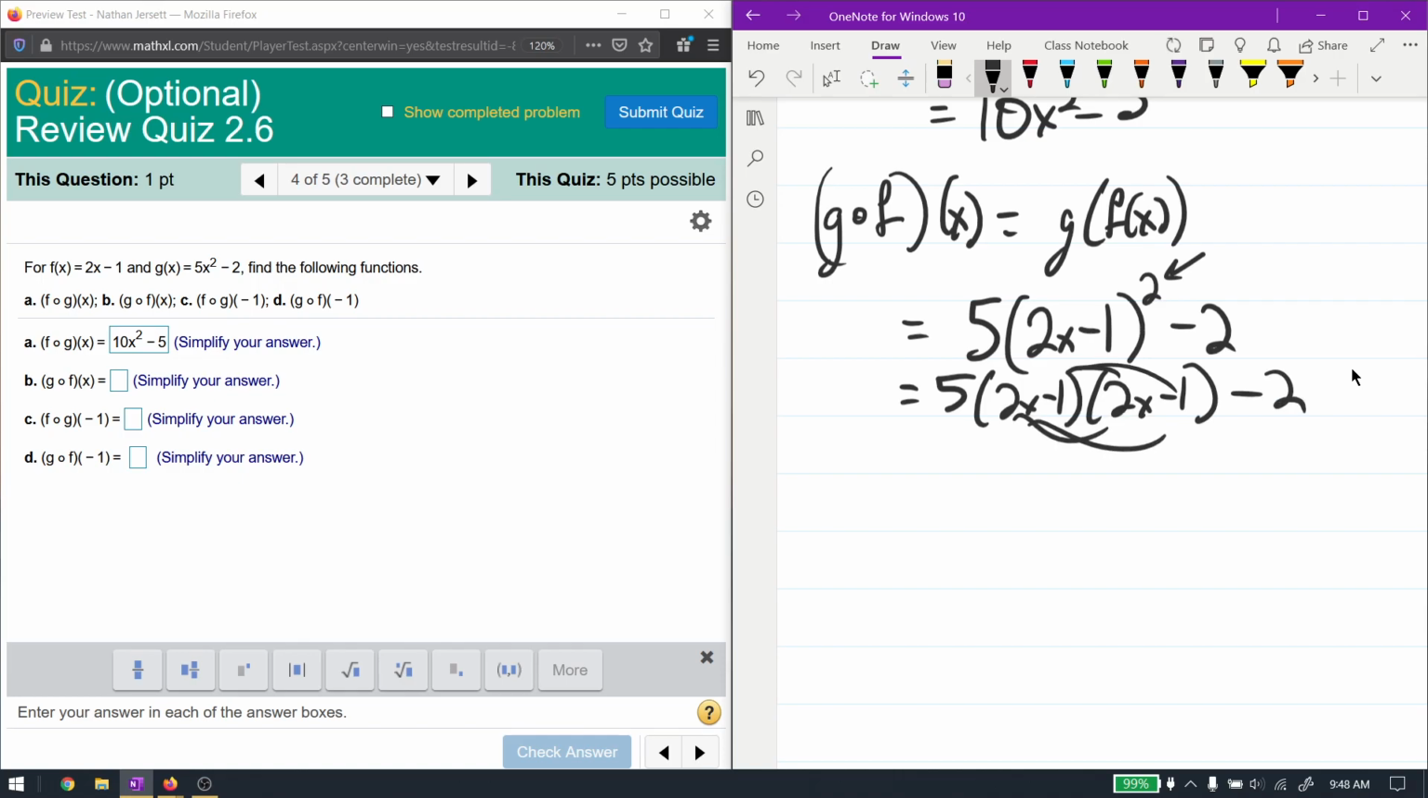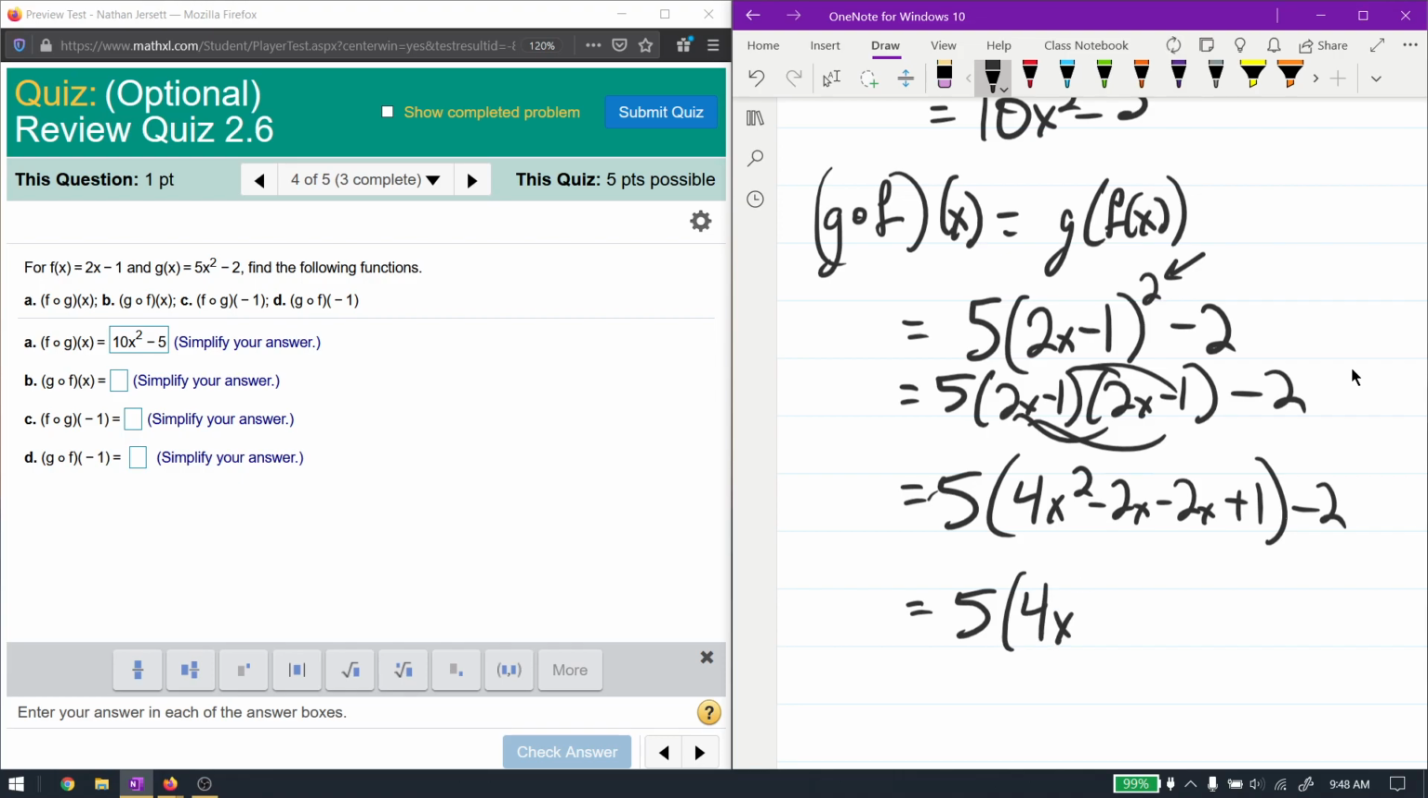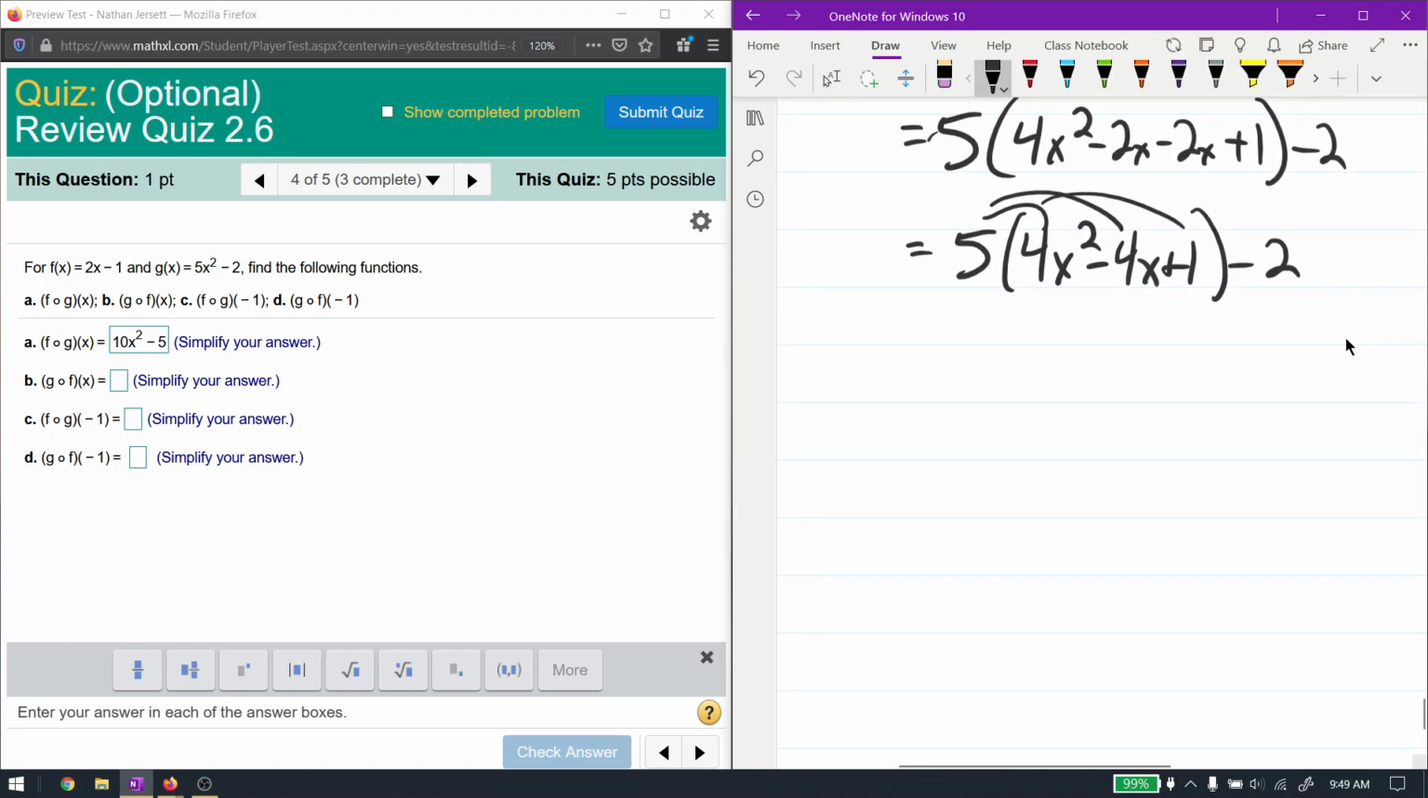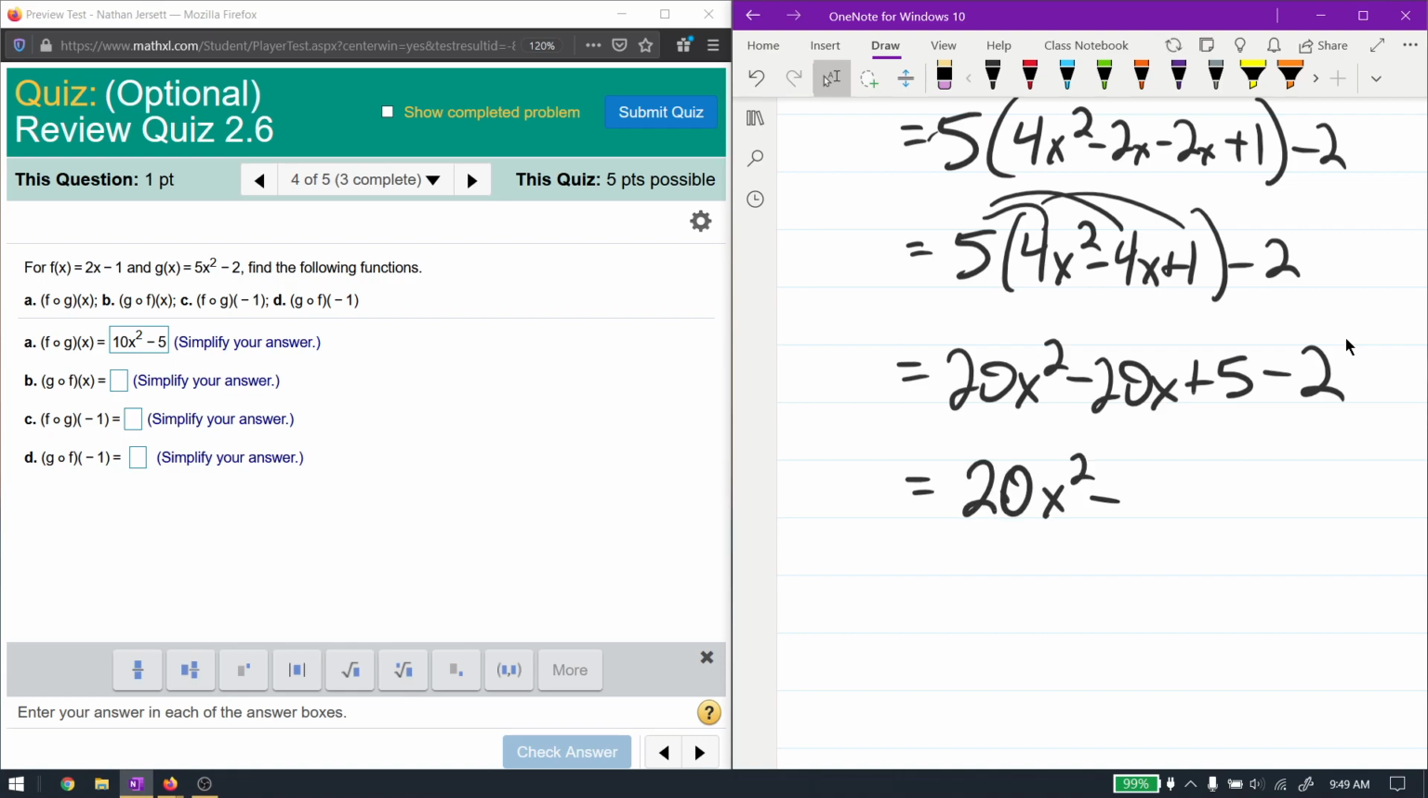FOIL this thing out. That gives us 5 times 4x squared minus 2x plus 1 minus 2. 5 times 4x squared minus 4x plus 1 minus 2. Distribute the 5 into there, giving us 20x squared minus 20x plus 5 minus 2, and finally we can combine like terms. Plus 3. So that is our second function.